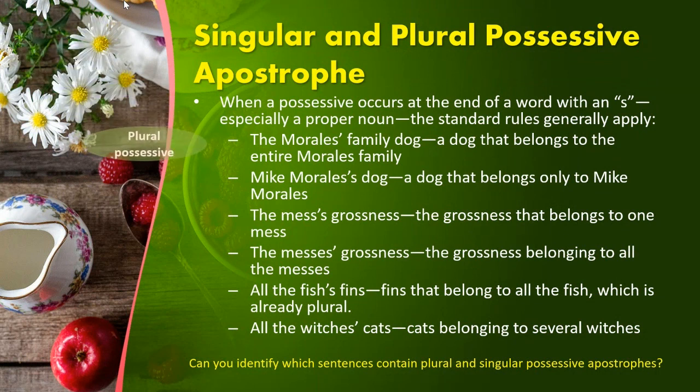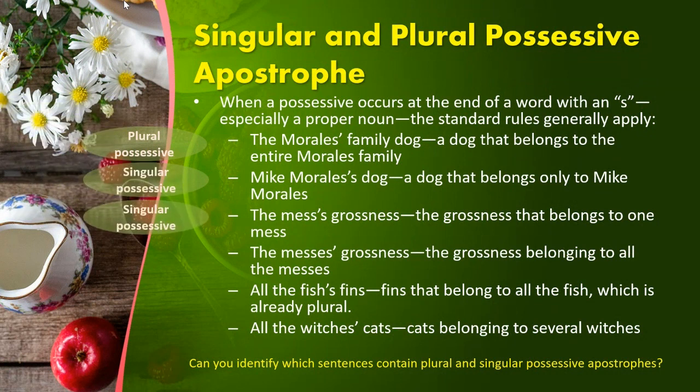The first example contains a plural possessive because the dog belongs to the entire Morales family. This is denoted with an S apostrophe. The second example contains a singular possessive because the dog belongs to the singular Mike Morales.